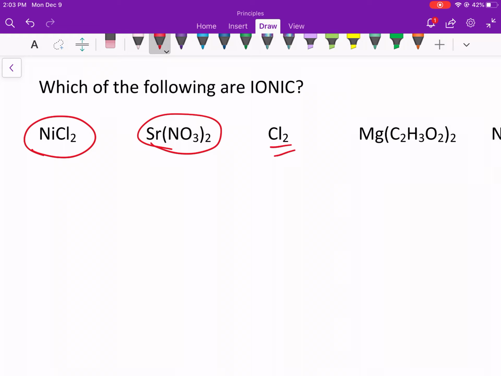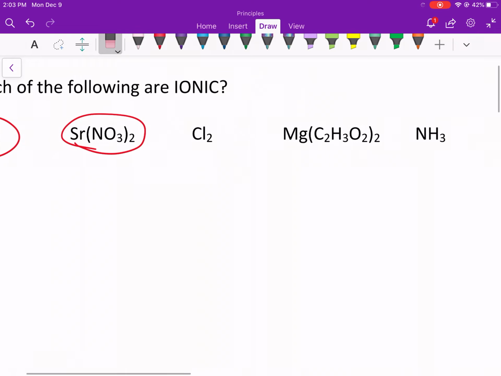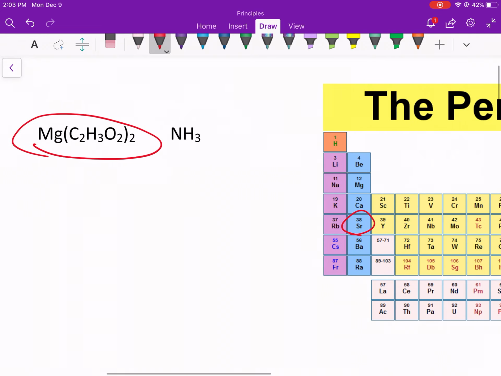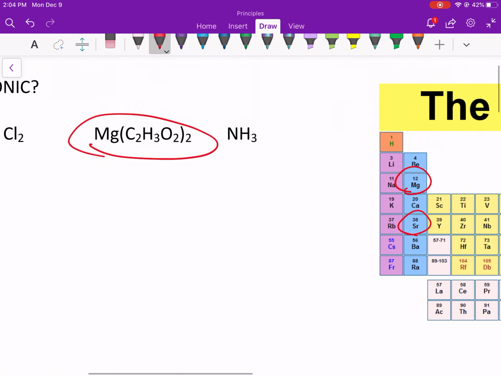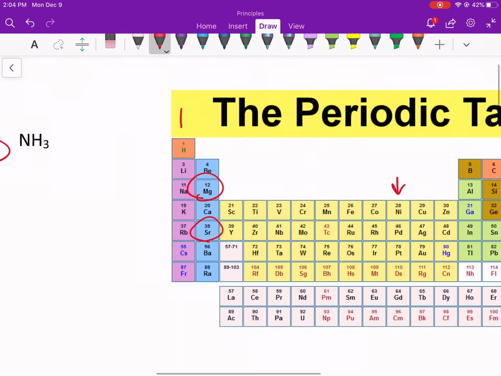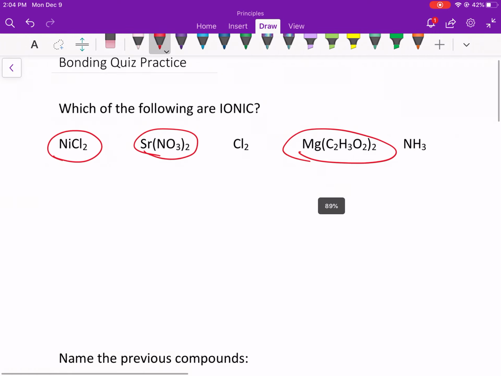Cl2 is just two chlorines. That's two nonmetals bonded together. Then we have magnesium acetate, so that would be ionic because magnesium, once again, is over here on the left-hand side of the periodic table. That's a metal. And then finally, NH3 is not. That would be covalent, two nonmetals. Even though hydrogen is way over here on the periodic table, it is still considered a nonmetal, so NH3 would be covalent.